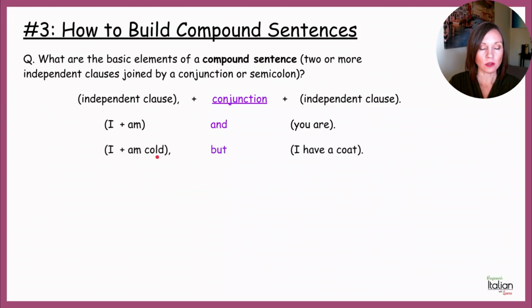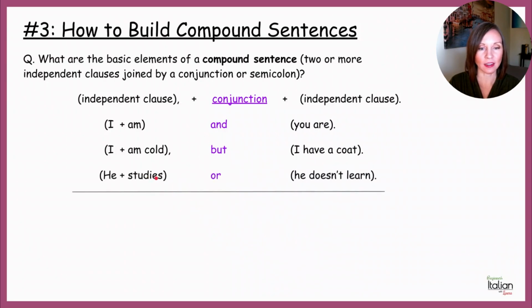I am cold, but I have a coat. Okay, so once again, independent clause, joined together with "but." And he studies or he doesn't learn. Okay, once again, we just join this independent clause with this independent clause using a conjunction.